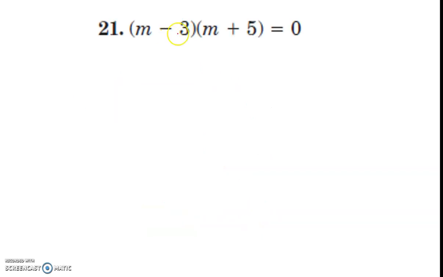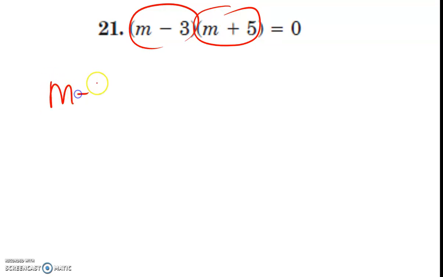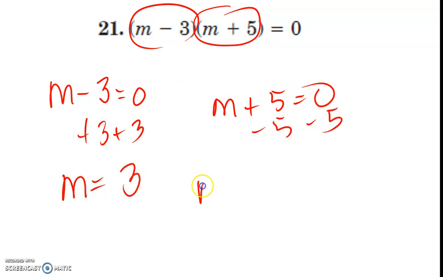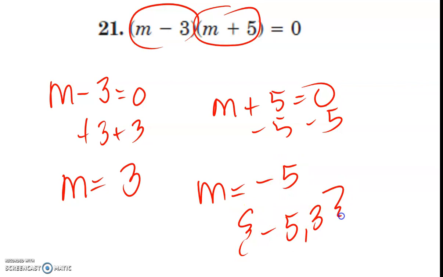Again, this one right here, we have two factors. We're solving for which values of m will make this true. I'm going to take each of these and set them equal to 0. Solve for the m. So m is equal to 3. M is equal to negative 5. So the two solutions are negative 5 and 3.